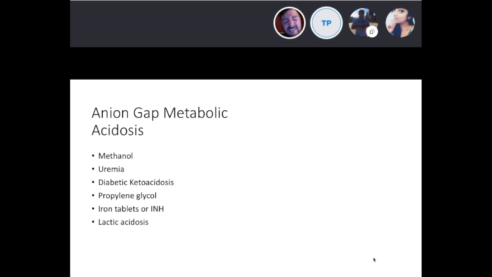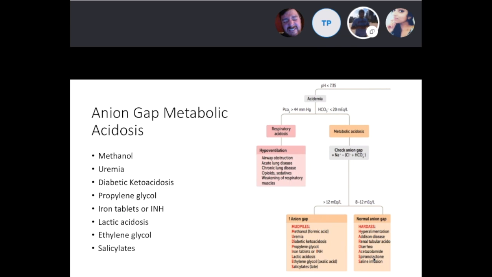Ethylene glycol. Salicylates, it's the last one. Yep. So that's your MUDPILES. Yeah, these increase your anion gap, and those are the causes. And we're going to go through each of them rapidly.